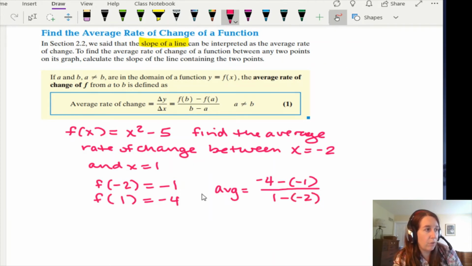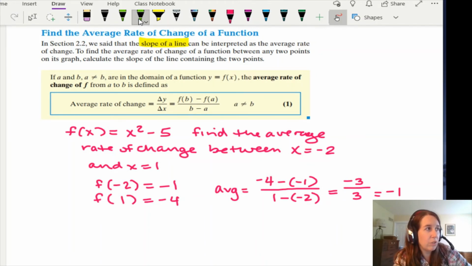Okay, so the first point, in other words, was 1 comma -4, that's right here. The second point was -2 comma -1, and that's right here. And we just evaluate, and that's -4 plus 1, so -3, and 1 plus 2, so that's 3. So that equals -1. So our slope, in other words, is -1.